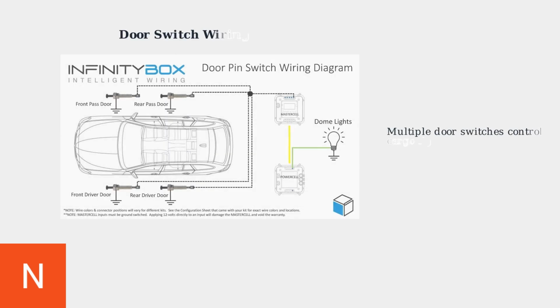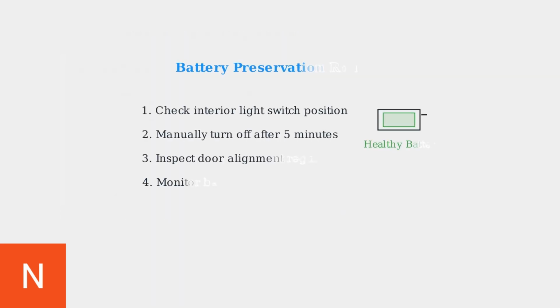Understanding the electrical connections helps identify potential issues. Door switches connect through the vehicle's wiring system to control the cargo lighting circuits. For battery preservation during extended work periods, implement a 5-minute manual shutoff routine. This simple practice can prevent costly battery drain and service calls.